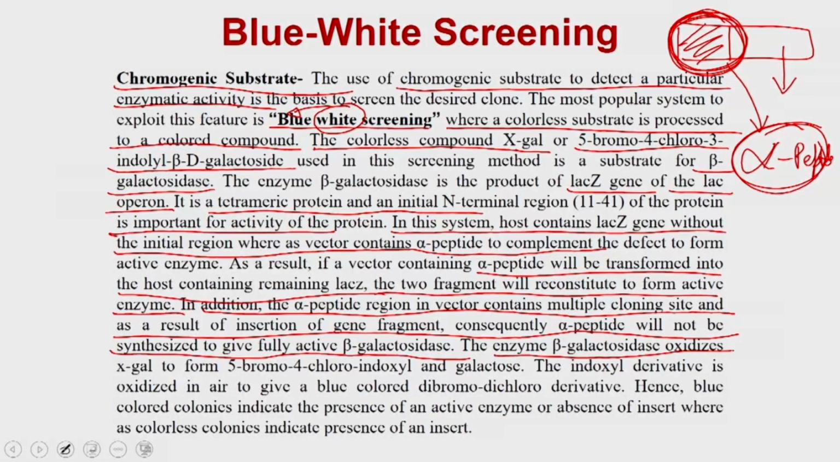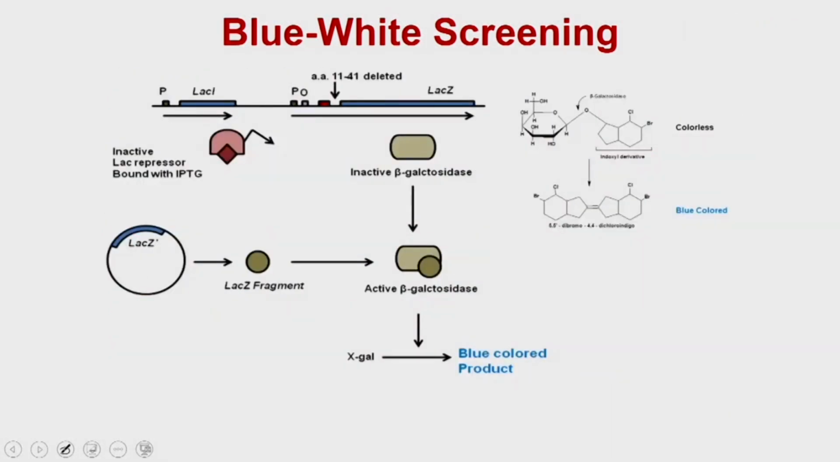The enzyme beta galactosidase hydrolyzes X-gal to form 5-bromo-4-chloro-indoxyl and galactose. The indoxyl derivative is oxidized in air to give the blue colored dibromo-dichloro indigo derivative. Hence the blue color indicates an active enzyme and absence of insert, whereas the colorless colonies indicate presence of an insert. So, what it is saying is that you have this 11 to 41 part missing, and this 11 to 41 part can be supplied by the vector.